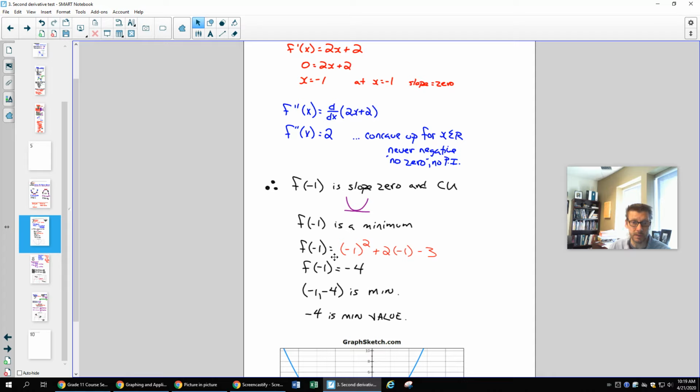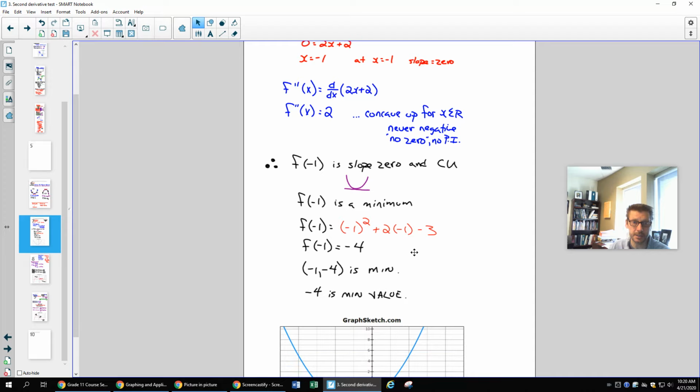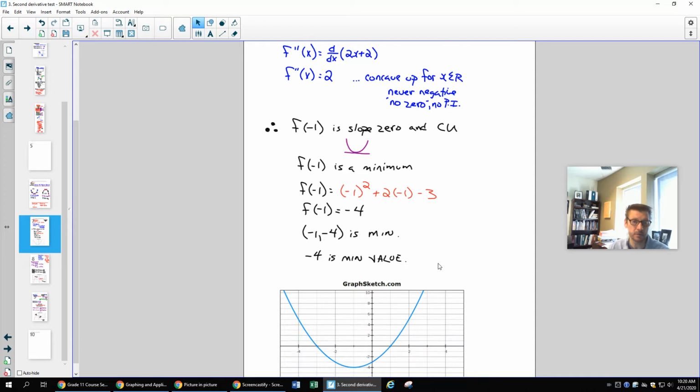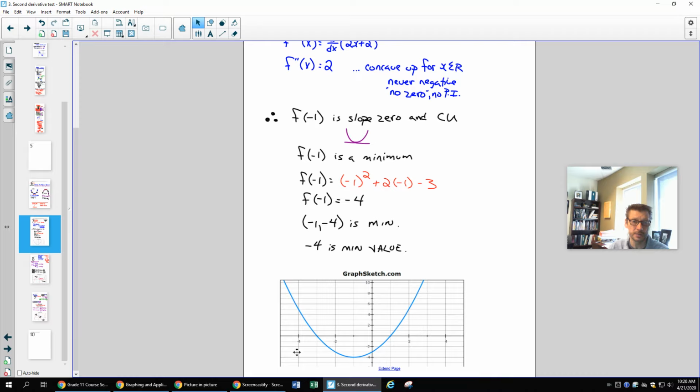And what is the y value at -1? You go back again to the function. Don't put it in f prime. That'll tell you it's zero. Don't put it in f prime prime. That's going to tell you it's positive. You want to know where the point is. So the point with x = -1 is -4. (-1, -4) is your vertex, or it's your minimum value, right? And if you graph it on some kind of application, you can see that point.